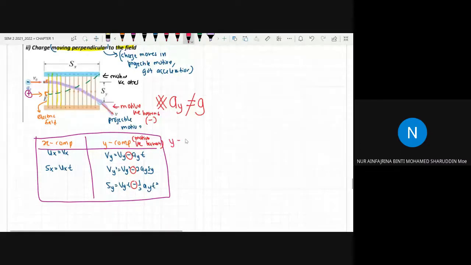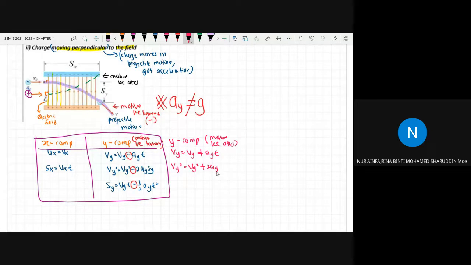So bila motion dia ke atas, ini untuk kes motion ke atas dia akan jadi positif. So dekat sini dia akan jadi Vy equals to Uy tambah AYT. Nampak tak dia jadi positif. Vy squared equals to Uy squared tambah 2AY Sy.